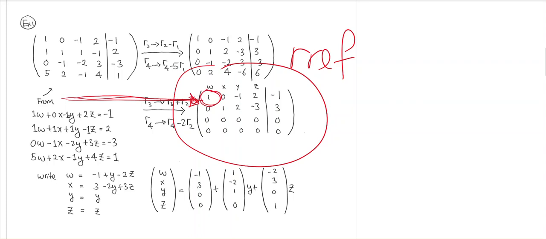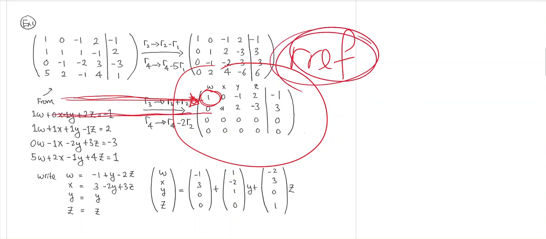When you're done with that, you move on to the second row, once you are in RREF. In the second row, moving from your left, you approach the first non-zero number, which is this. We call this a pivot. So in this system, there are two pivots.